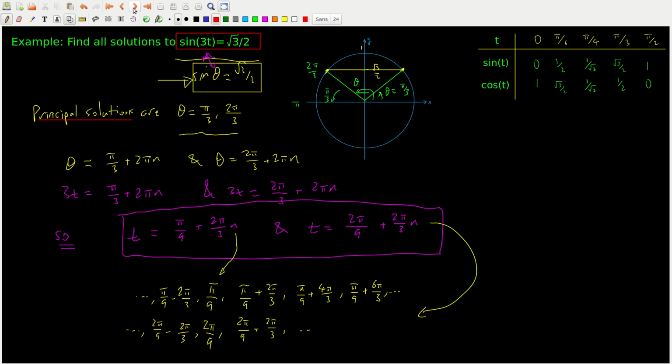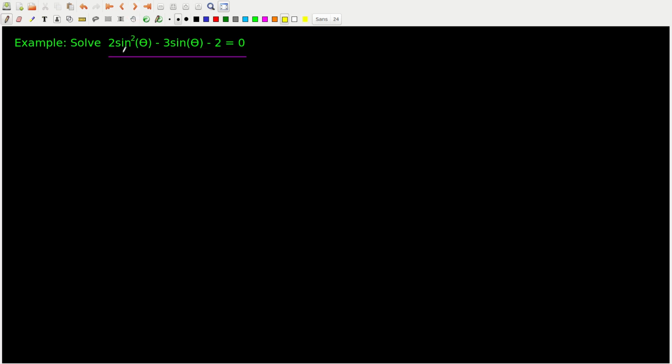Let's have a look at another. In this case, we want to solve an equation that involves 2 sine squared theta minus 3 sine of theta minus 2. And this theta here is the Greek letter theta, lowercase. And we want that to be 0. We want to find all the zeros, essentially, of that.